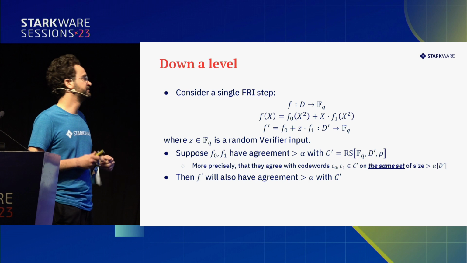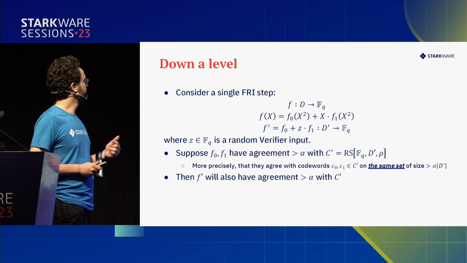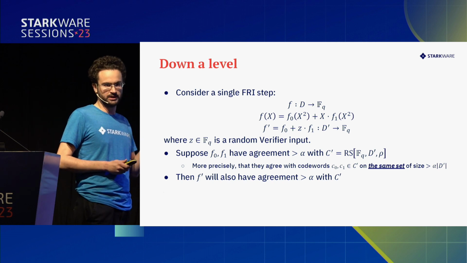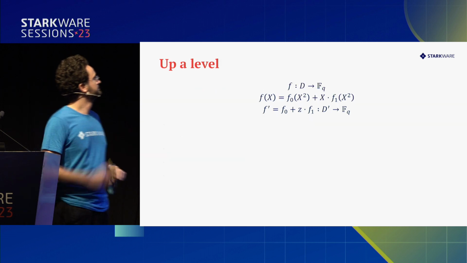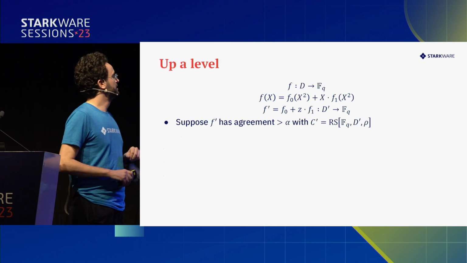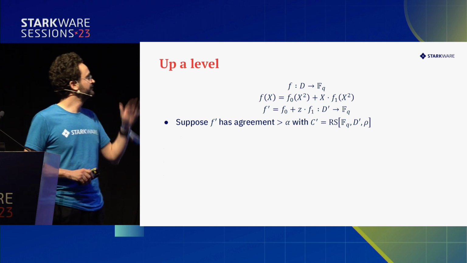But what we're really interested in is going up a level instead of down a level, and starting from f prime and trying to say something about f0, f1, and f. So again, we have the same step, but now we assume that f prime has agreement greater than alpha with c prime.